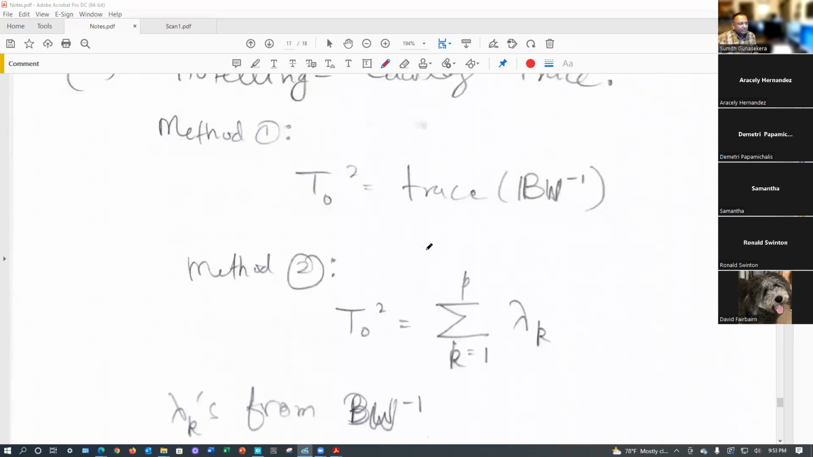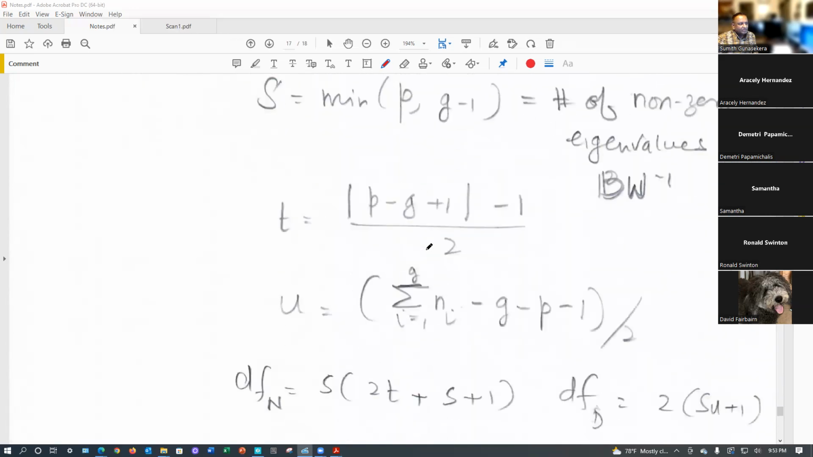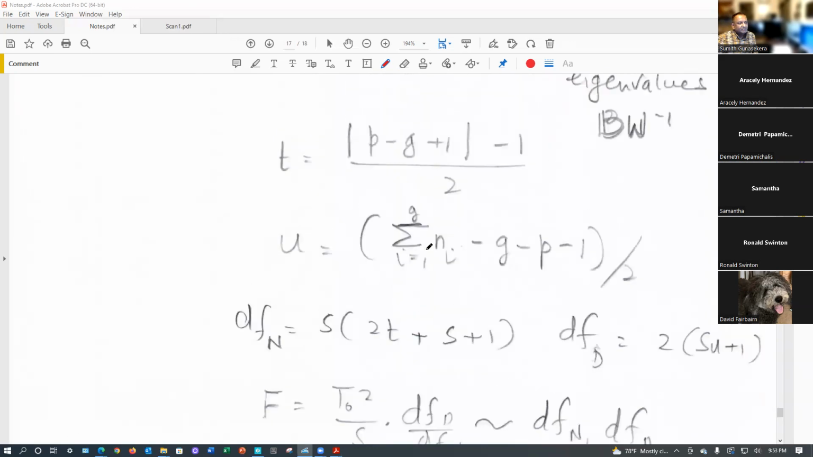So this one, Hotelling one, then missing, say, desktop scan too.